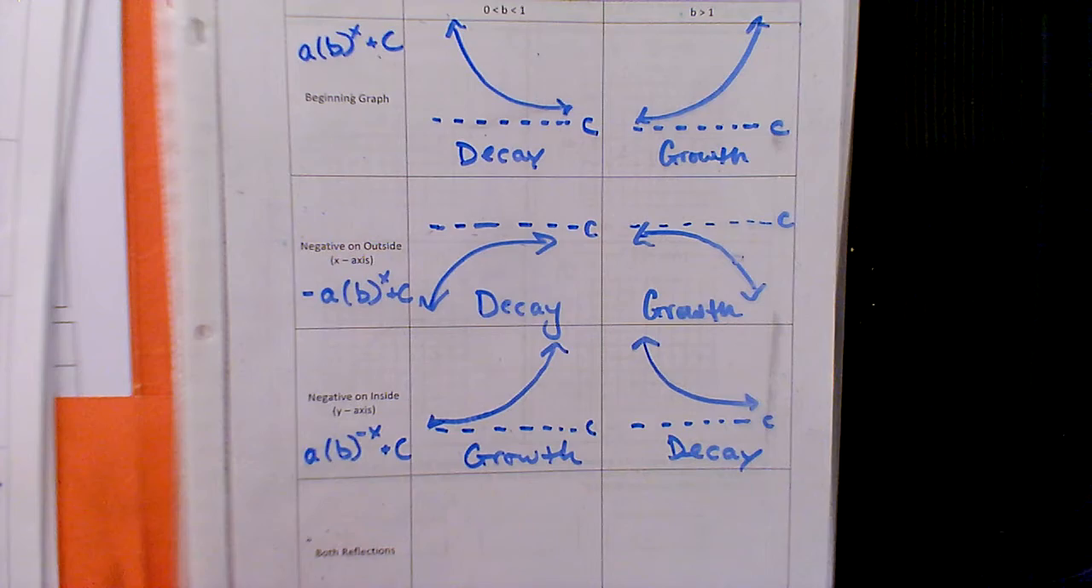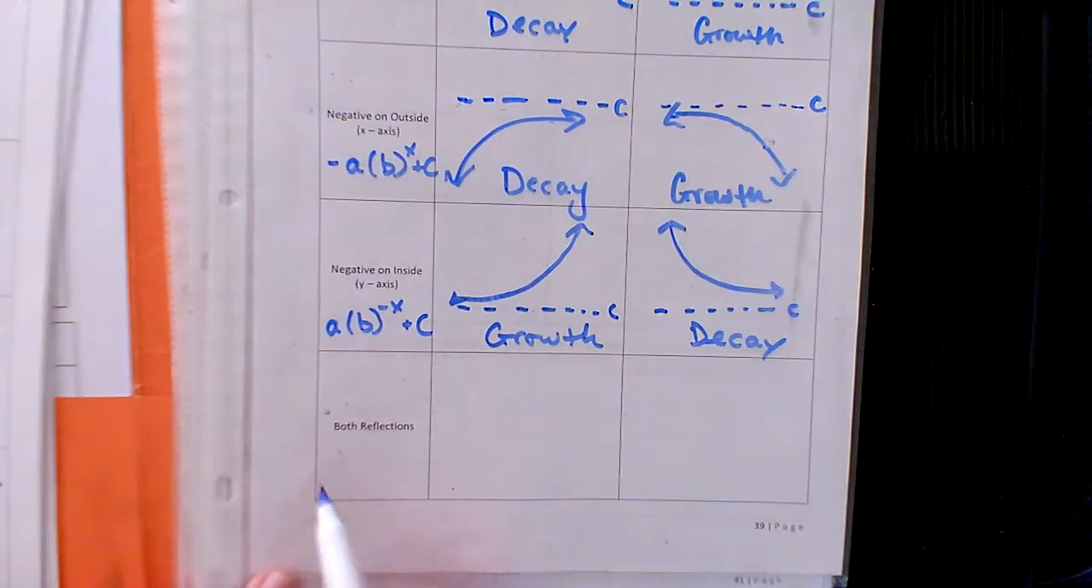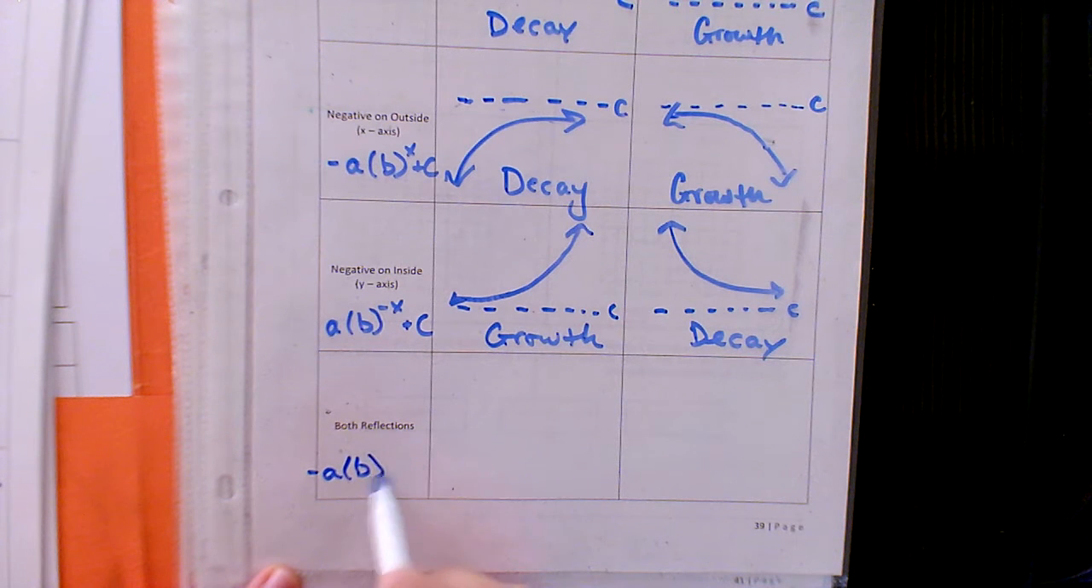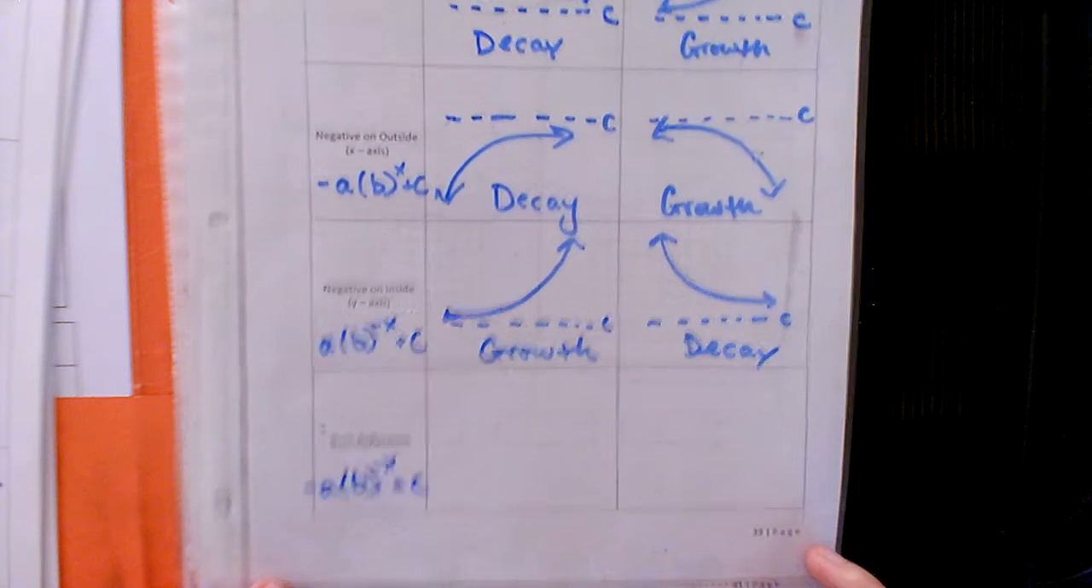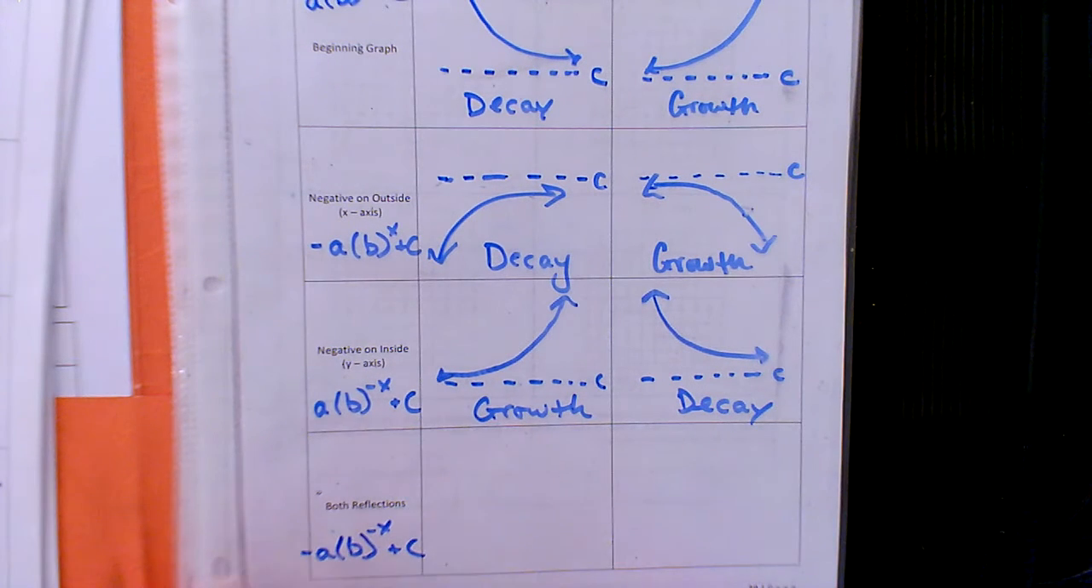All right, so we can flip upside down, we can flip left and right. And for the last one, what if we want to do both? Okay, so we want to take the beginning graph, the one at the very top, and if we were to flip it left and right, and then upside down, what would it look like? The asymptote's still at c. How would you describe it if we flip it both ways? Growth. So growth either goes up or it goes down like that. It's going to go down. Yep.